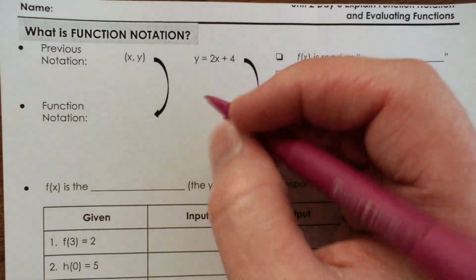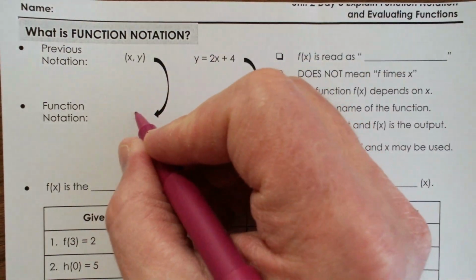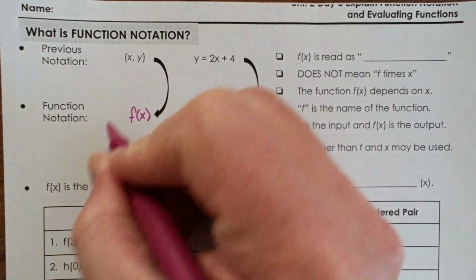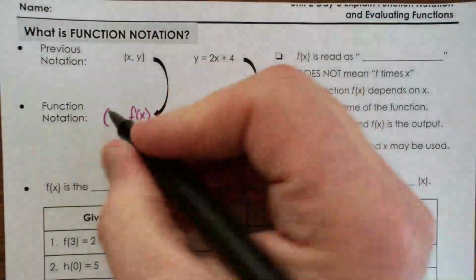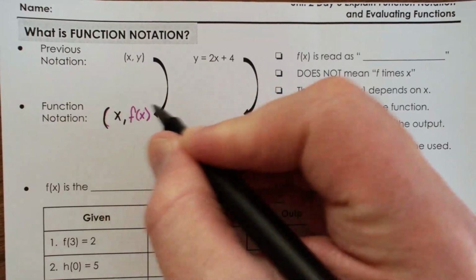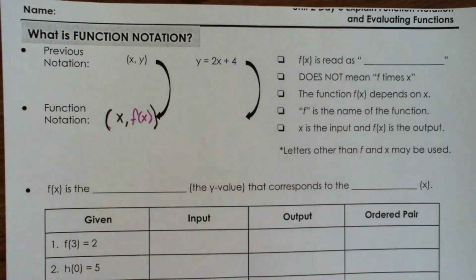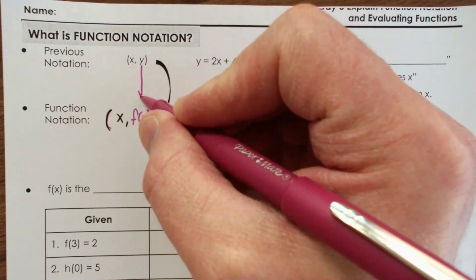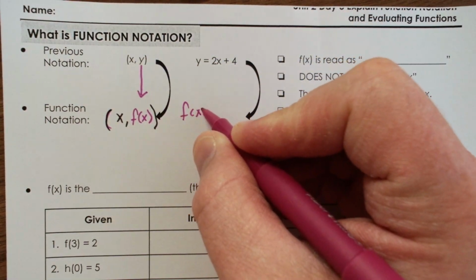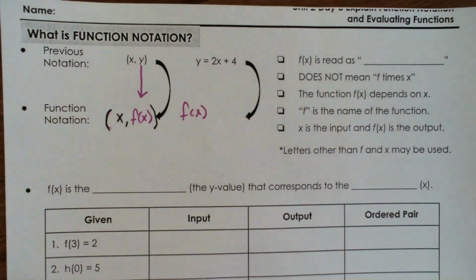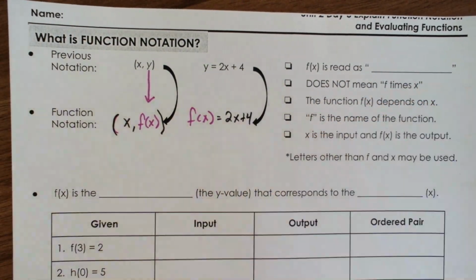How we name them is we substitute the y for f of x. I'm going to keep the part that stays the same in black. So instead of y, it becomes f of x. So this over here becomes f of x equals 2x plus 4.